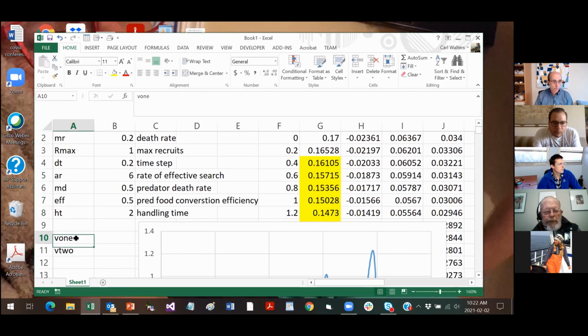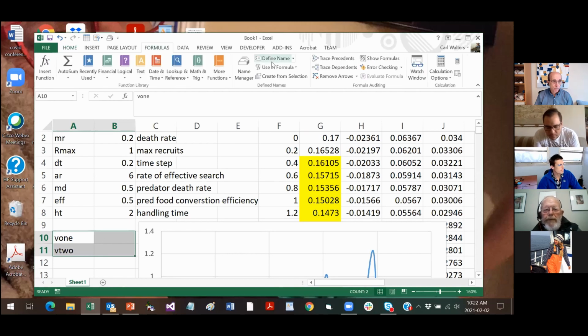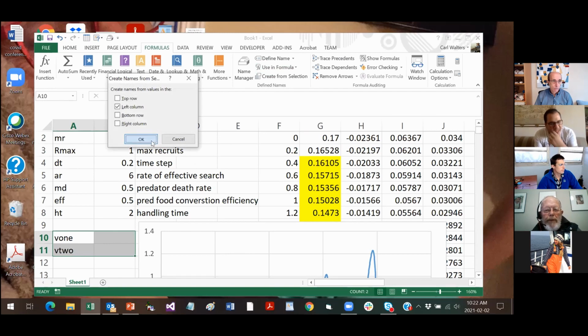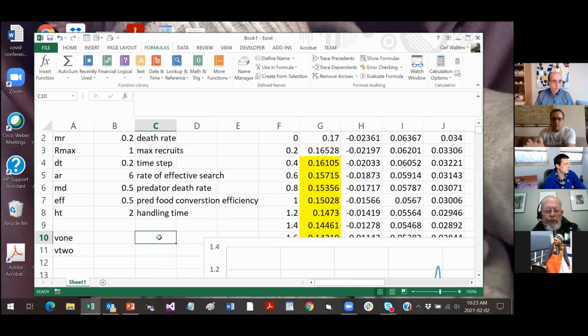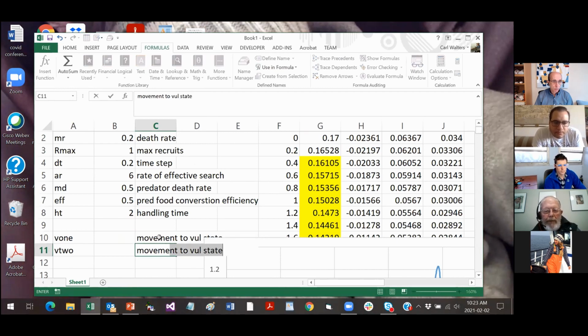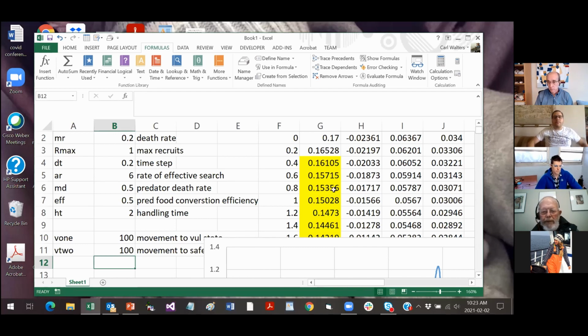V1 is going to be the rate at which prey move into the vulnerable state, and V2, so this is movement to vulnerable state. And then movement back, movement to safety, back into the invulnerable state. And I'm going to set big values for these so that the prey are moving back and forth really, really fast, so that the vulnerability shouldn't affect the predictions much.